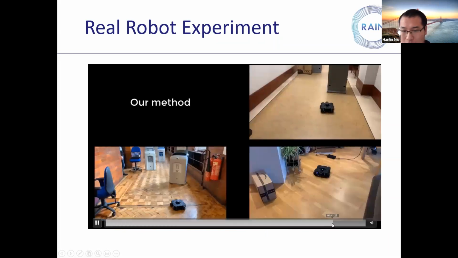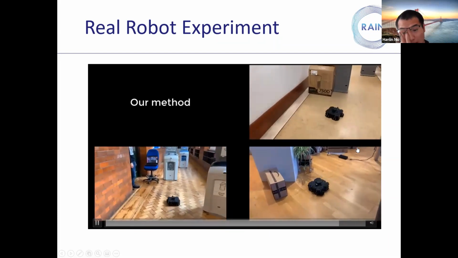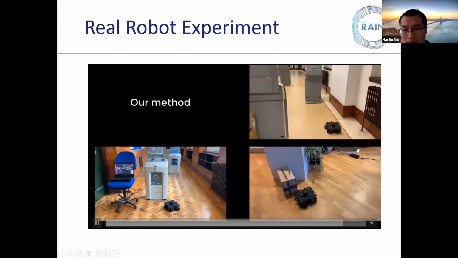We can see this part. I tested it in different environments, and it's quite robust.